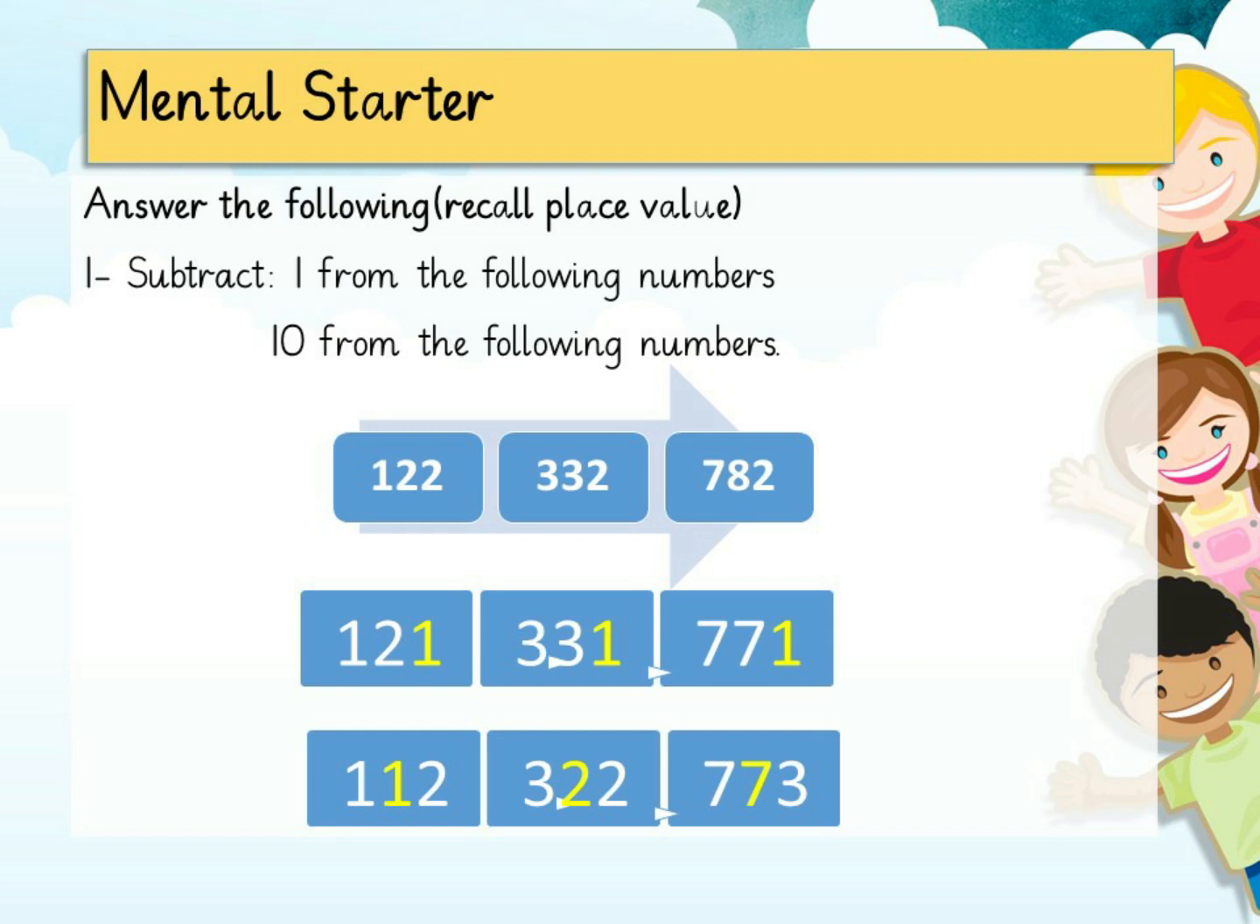But when we subtract tens from the given number, the same pattern is being followed in all of the numbers, that the value is being changed at the tens place this time. So 122 is becoming 112 and after subtracting tens from 332 we get 322. And when we subtract tens from 782 we get 772. So the values are being changed at the same place for all of the numbers when we subtract the same number.